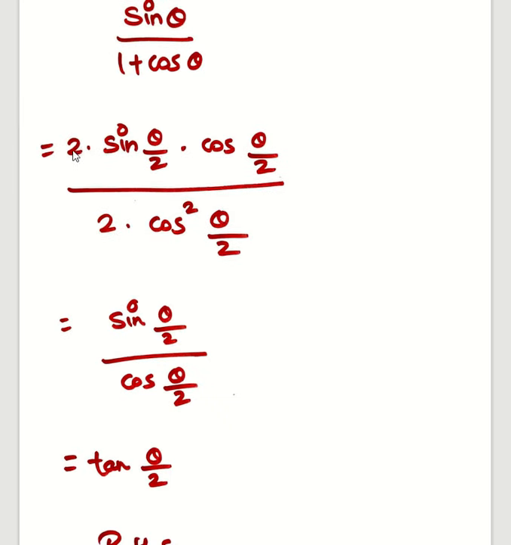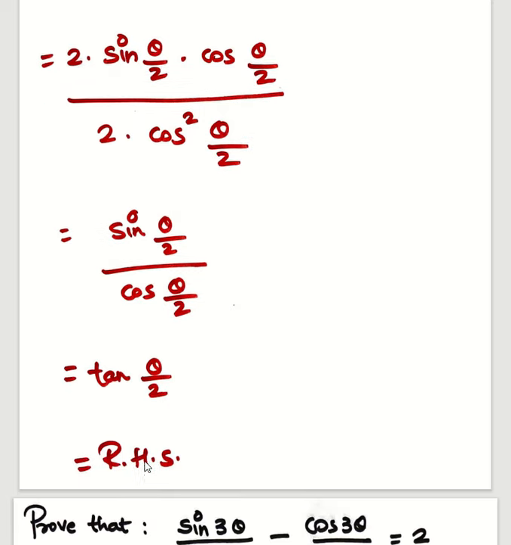Now here, cancellation of 2. Then 1 cos theta upon 2 will get cancelled. So sine of theta upon 2 in the numerator and cos of theta upon 2 in the denominator. And we know one basic formula: what is sine upon cos? Tan. So the final answer is tan theta upon 2, which is equal to the right hand side.